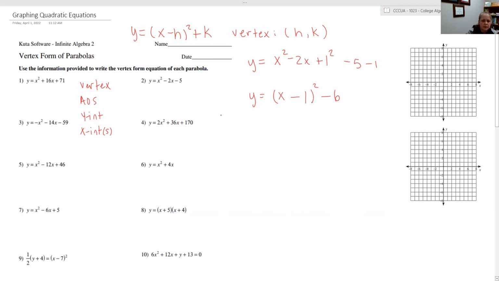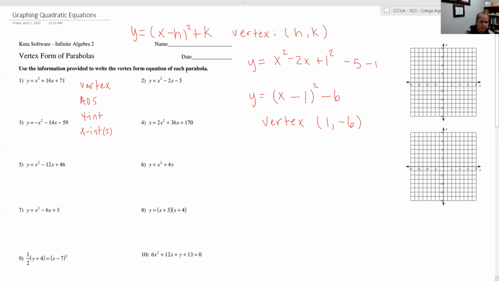So here, our vertex is 1, -6. We take the opposite sign of what's on our x, but we take the actual sign of our y when we put it into our vertex. So instead of -1, I put it down as +1. In our -6, it actually goes in as -6. So our vertex here is 1, -6.